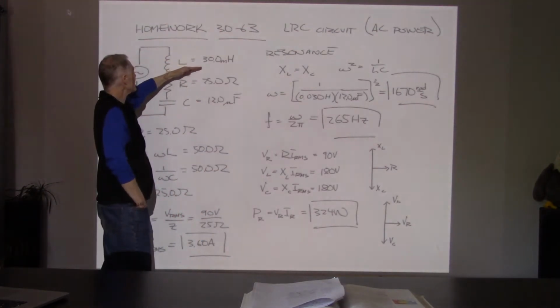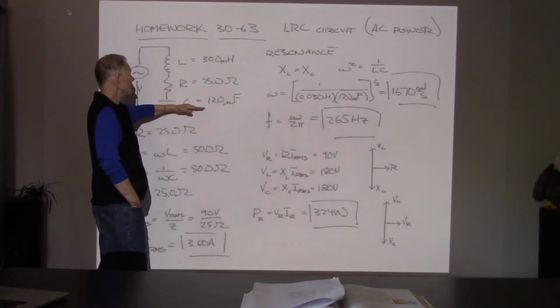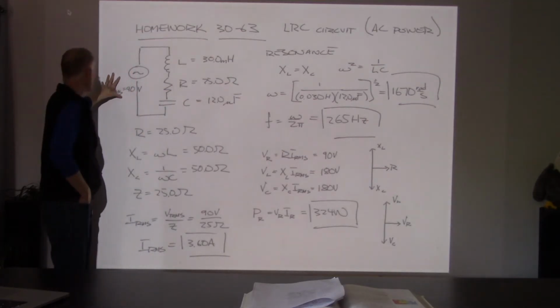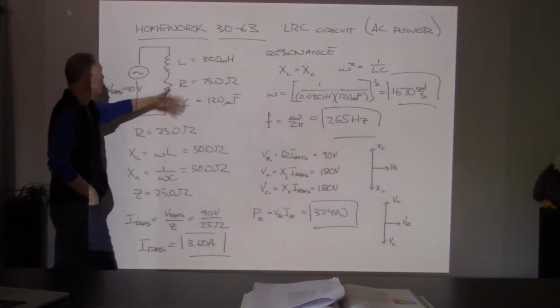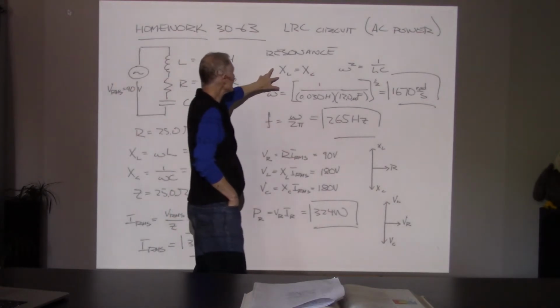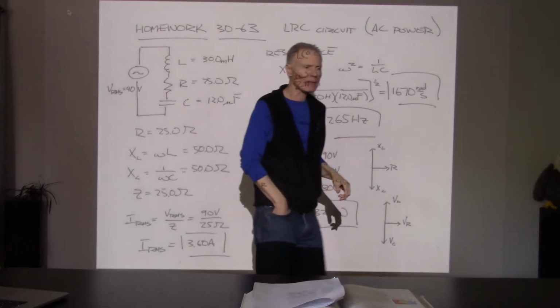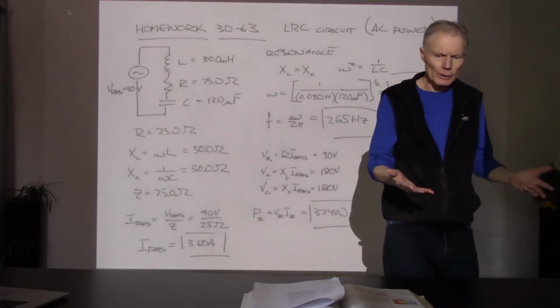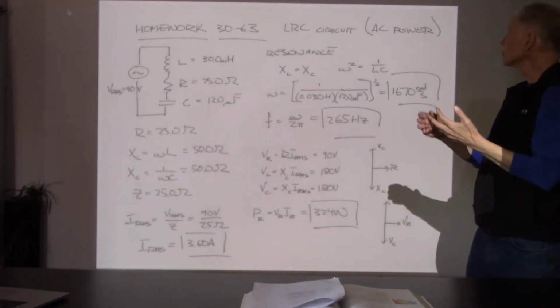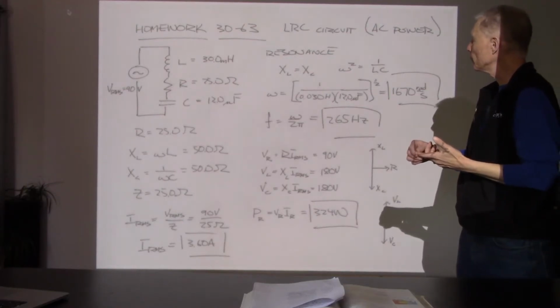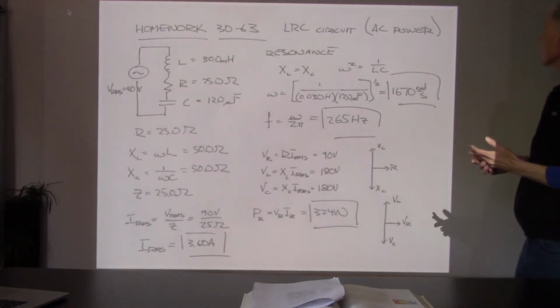Okay, now it tells us a lot of stuff. It tells us the inductance, the resistance, the capacitance, the voltage. Everything is known here, right? All the values are here. They tell us that we want to operate this at resonance. So we've built this circuit. We have certain values for L, R, and C.